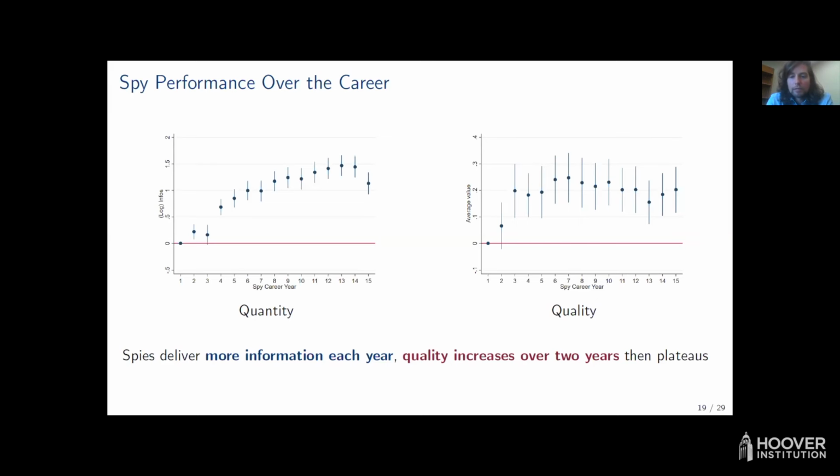In terms of quality, the picture looks different. You find that between the first and the third year, so within the first 2 years, the spy increases the quality of the information very rapidly by 0.2 value points. So that's a 20% higher chance to go from a valuable to a very valuable information. But then between years 3 and 15, or the end of the career for many spies, there is no increase in value anymore. And so that seemed surprising to us.